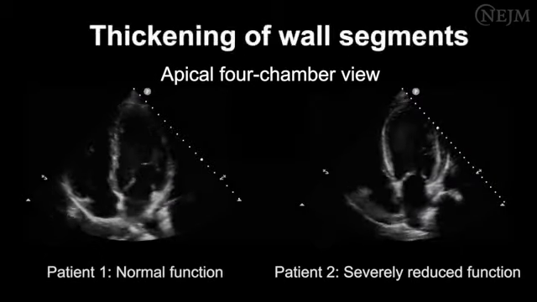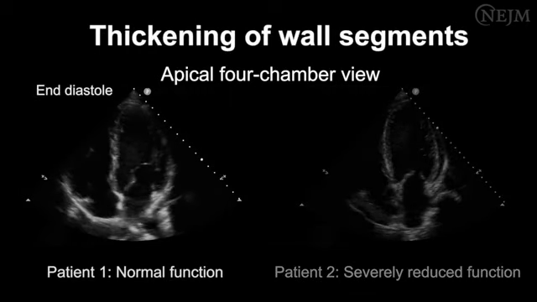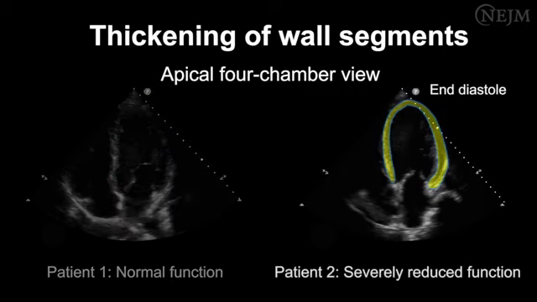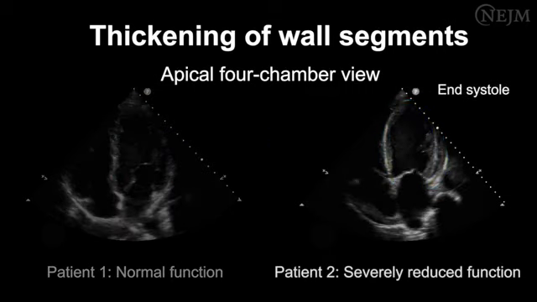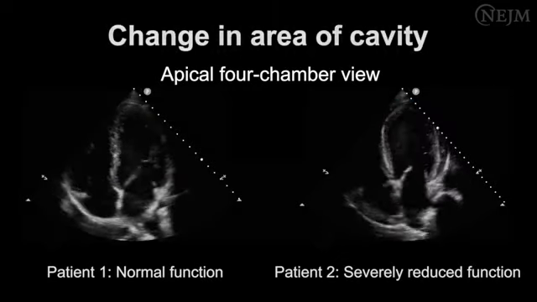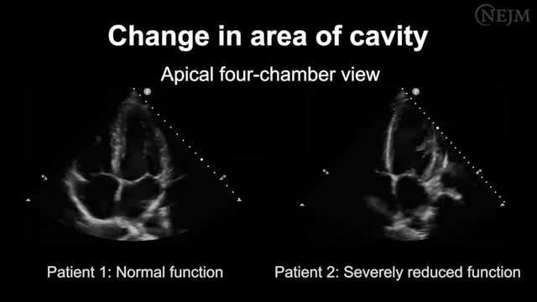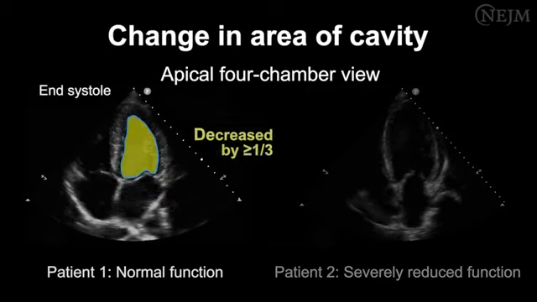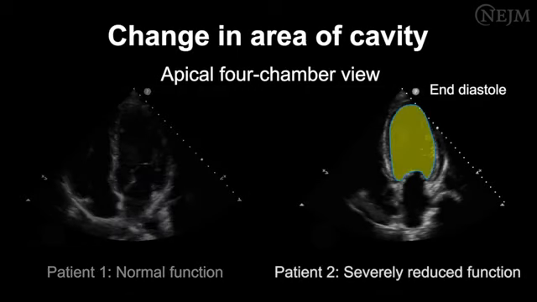Then evaluate thickening of wall segments. In patient 1, the thickness is markedly increased by at least 1/3, whereas in patient 2, the thickness is clearly increased by less than 1/3. Finally, evaluate the change in the area of the cavity. In patient 1, the area is unmistakably decreased by at least 1/3, whereas in patient 2, the area is decreased by less than 1/3.